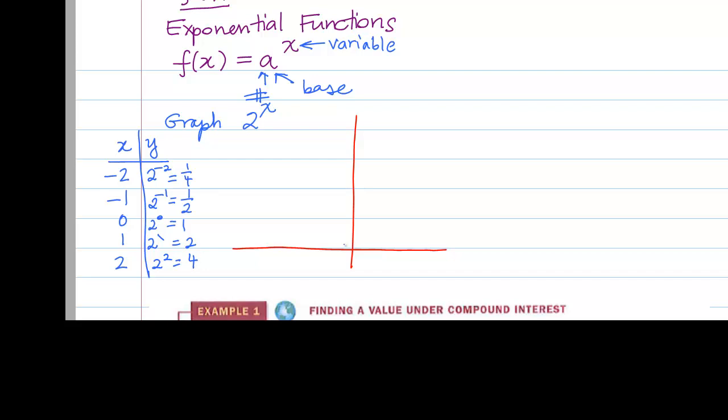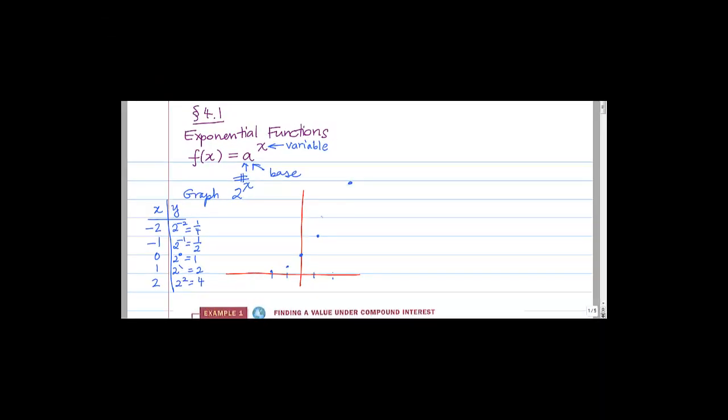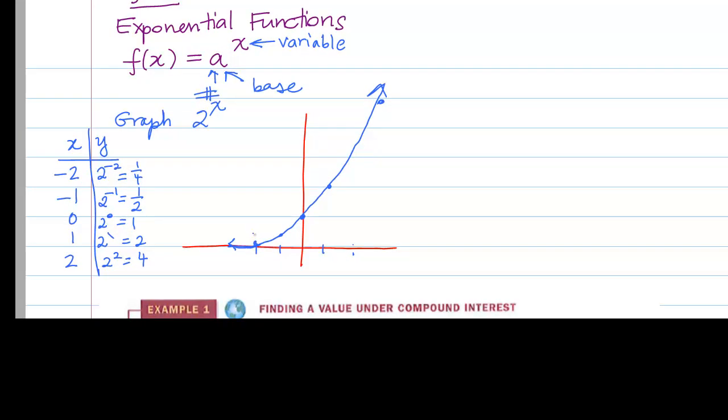So to graph this, at -2, it is 1/4. At -1, it's 1/2. At 0, it's 1. At 1, it's 2. And at 2, it's 4, way up here. So you can see this thing grows pretty fast. And that's what an exponential function looks like. As x gets more and more negative, the y value will approach 0. It will approach the x-axis, but it will never actually hit it. So we call the x-axis a horizontal asymptote here.